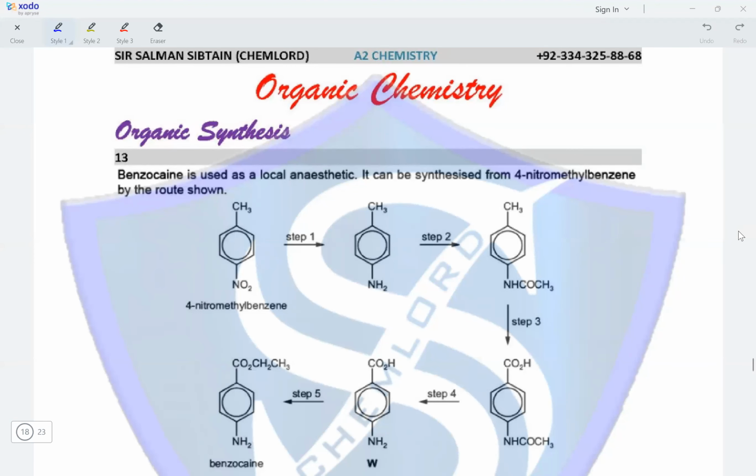Hi guys, this is A2 Chemistry, Organic Chemistry, and we are looking at organic synthesis. Question 13. Benzocaine is used as a local anesthetic. It can be synthesized from 4-nitromethylbenzene by the route shown.